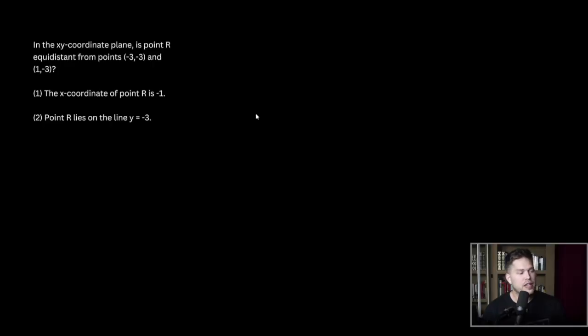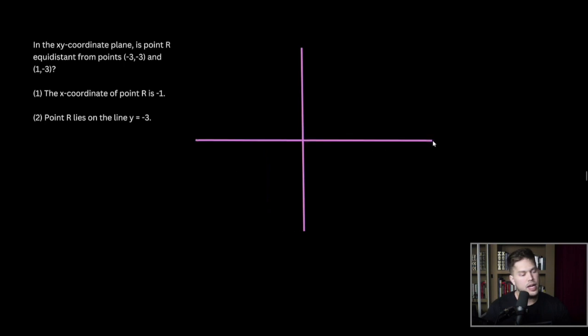For this question, we have in the xy coordinate plane, is point R equidistant from points (-3, -3) and (1, -3)? So let's draw our coordinate plane really quick. So here we have a coordinate plane, and let's put on our coordinate plane these 2 points. So of course we have (-3, -3), that's right here. And then we have (1, -3), which would fall right here.